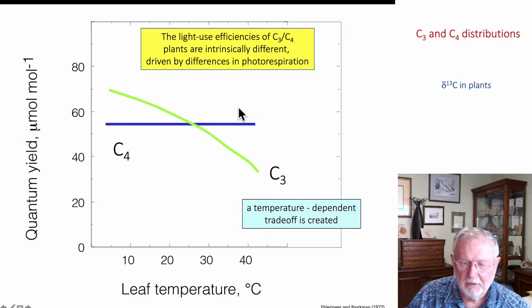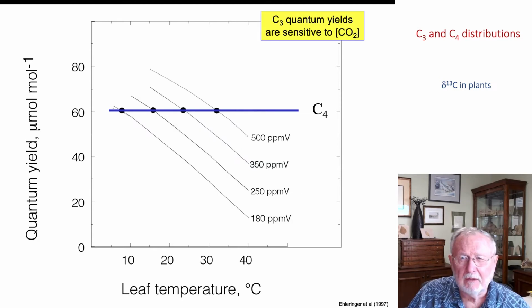Now, the quantum yield and photorespiration are sensitive to the amount of CO2 in the atmosphere. In a C4 plant, it's insensitive to CO2 concentration. But in C3 plants, we find the same increase in photorespiration response curve, but we see that the crossover temperature is different.